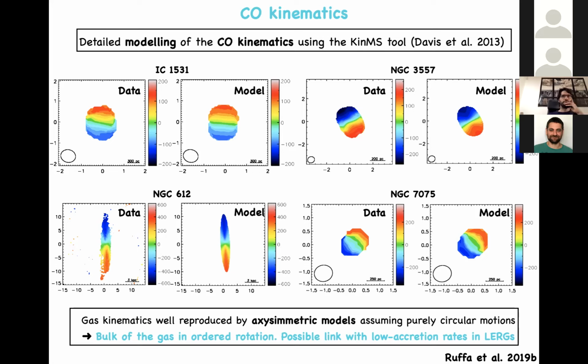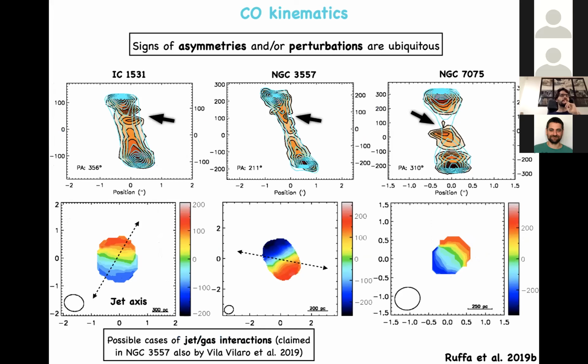suggesting a possible link with the low accretion rates in LERGs, because of course, if the gas is in ordered rotation and stable orbits, it is also likely stable against fragmentation. So this suggests indeed a link with the low accretion rates of LERGs.